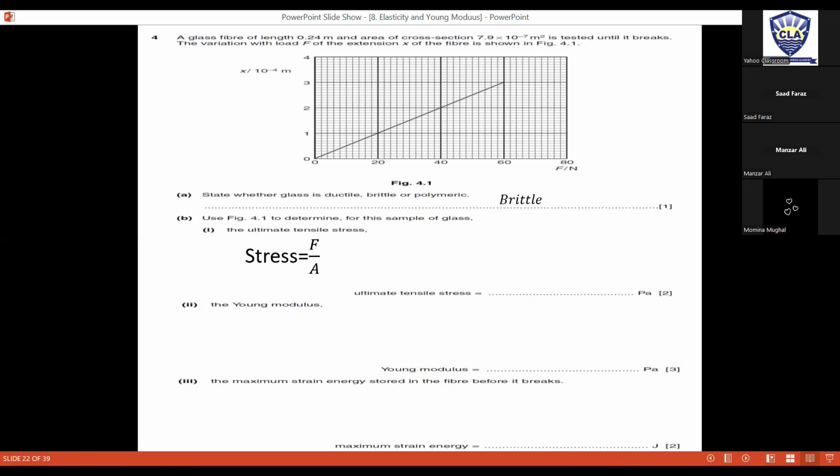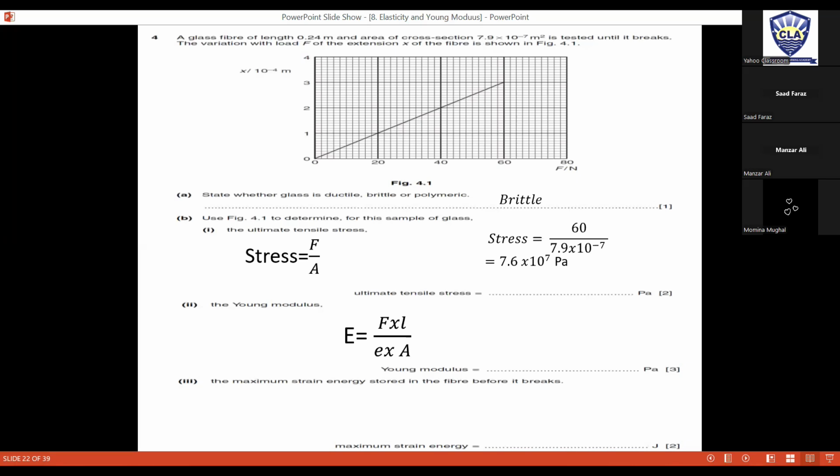Stress is force over area. Maximum force is 60 and the area is given to us in the first line, 7.9 10 raised to power minus 7. Divide, and you will get the value of the stress. Then we have to find Young modulus, and Young modulus is stress over strain, or F into L over E into A.